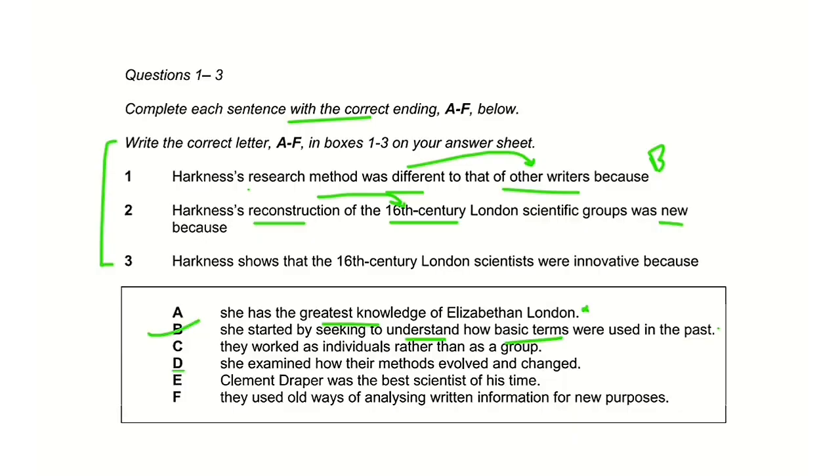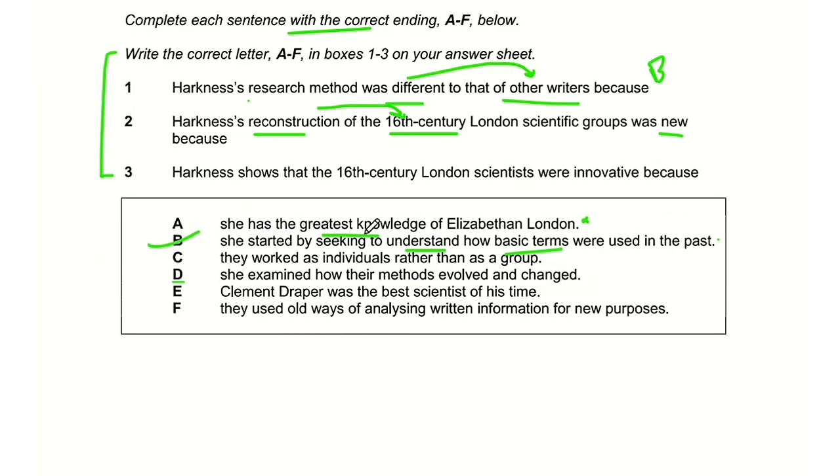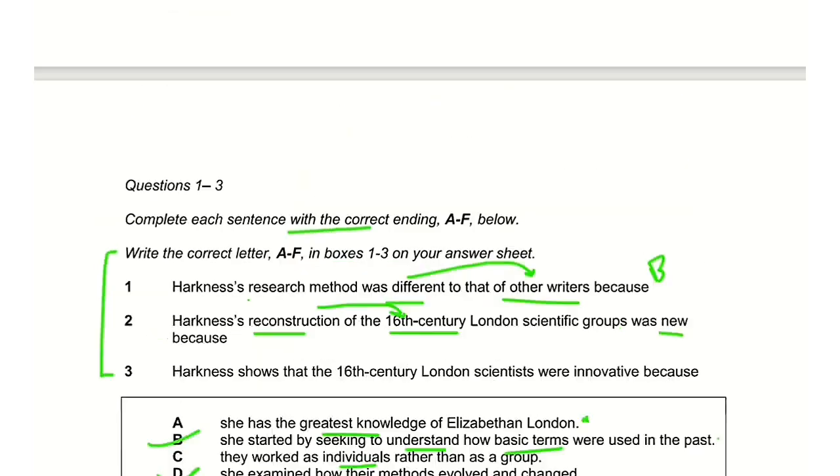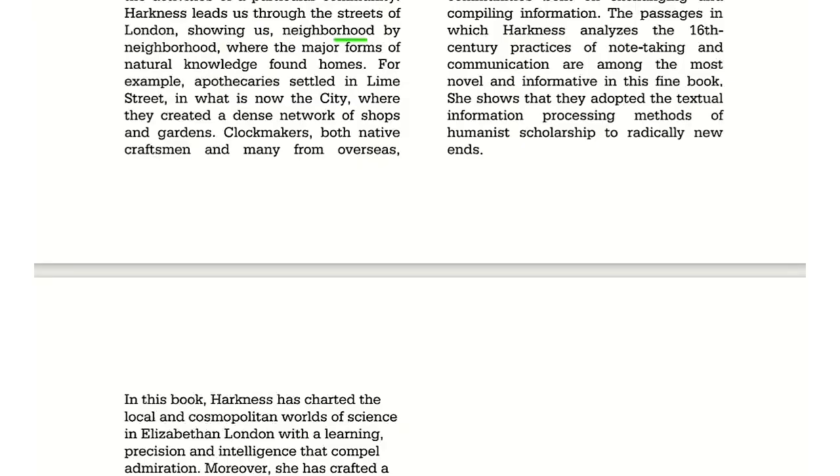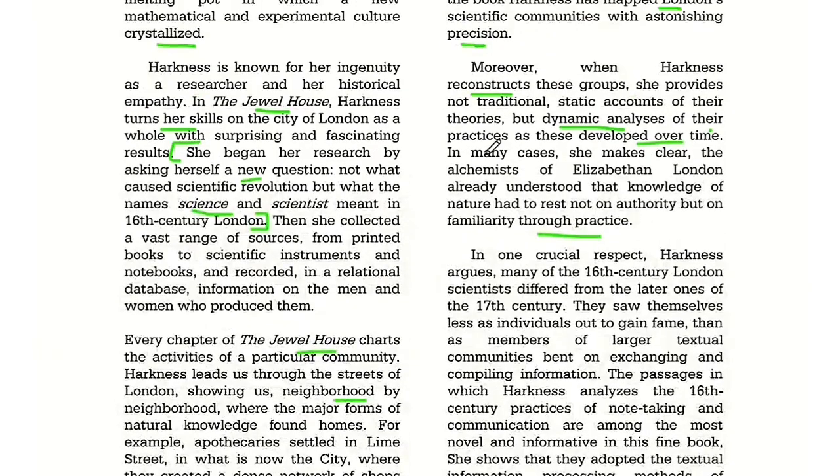I will be going through the options. She has the greatest knowledge, it's not mentioned. They worked as individuals, it is not mentioned. She examined how their methods evolved and changed. So this is clearly mentioned in the passage. The paragraph, Clement Draper was the best scientist, this is not the answer. They used old ways of analyzing written information, this is not given. She examined how the methods evolved and changed. Here you can see analysis of the practices as these developed over time.